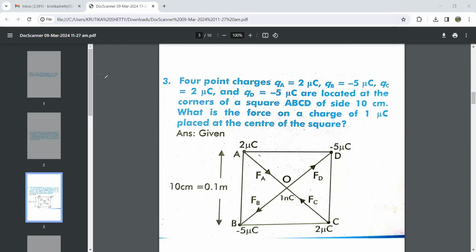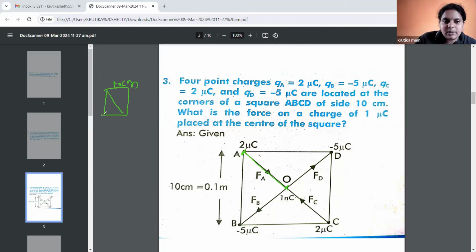Yes. So first, as we know that here whatever the distance is there, you have to calculate the force between A and O. In this figure, you have to find out the force between A and O. Is it clear? What they have given is the square, and the side is given, whatever the square you have, its side is given as 10 centimeter. Then what will the diagonal be, students? It is a square. So what will the diagonal length be?